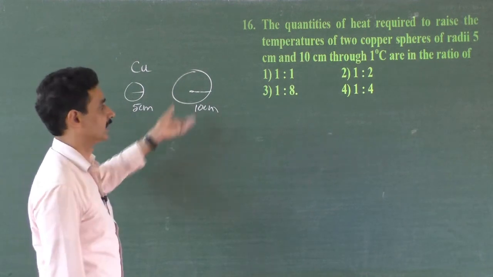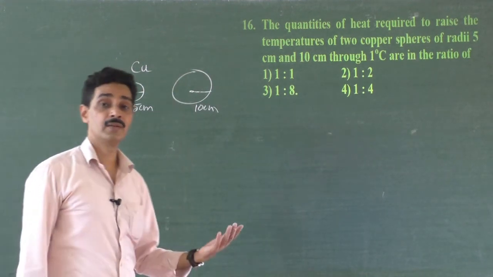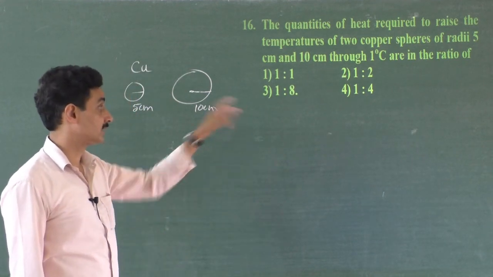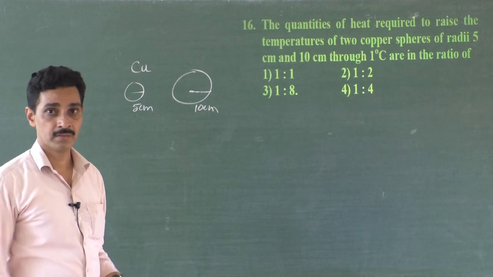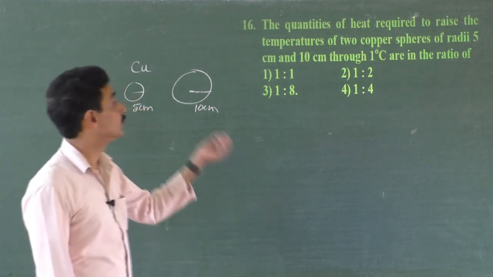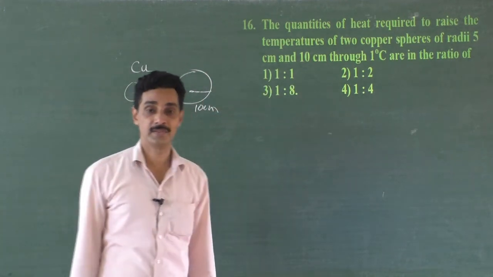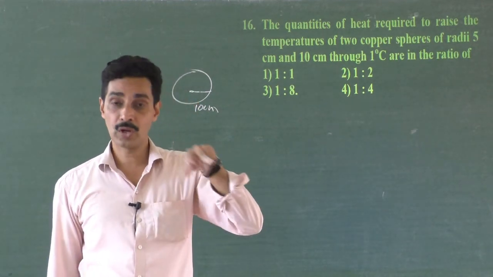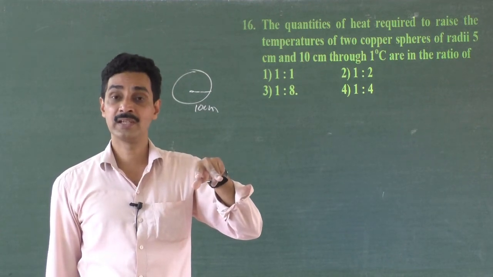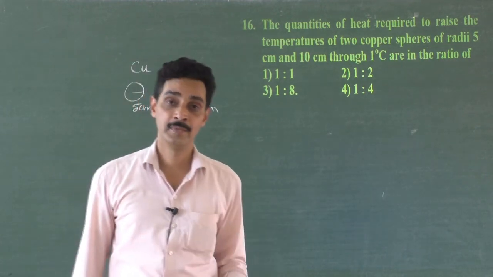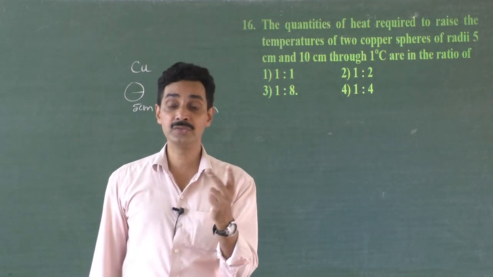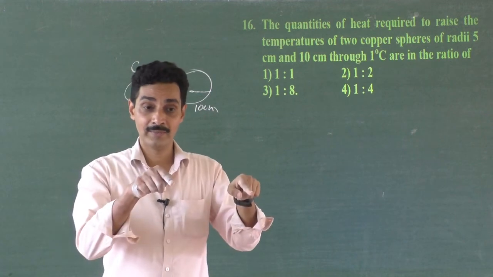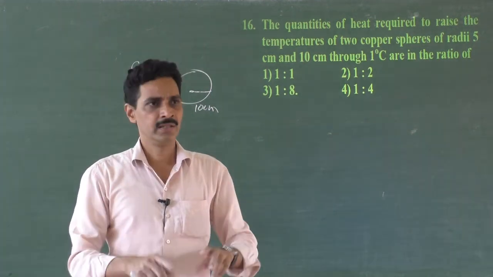You have to heat them through 1 degree Celsius. Now is the amount of heat energy required the same? No, because the masses are different. Suppose the question is: what is the specific heat of two copper spheres of radii 5 centimeter and 10 centimeter? It is 1:1 because you are referring to copper. What is the specific heat of one bucket of water and one glass of water? Same. Because specific means you are referring to 1 kg, 1 degree Celsius.